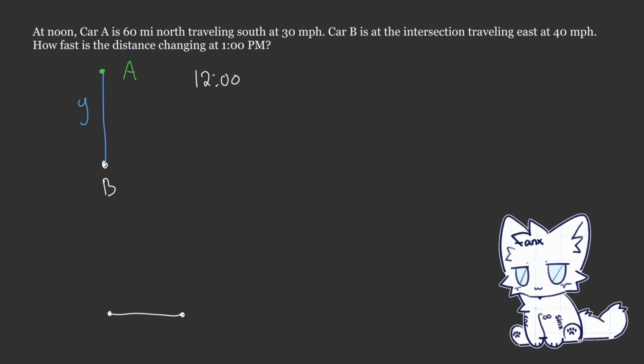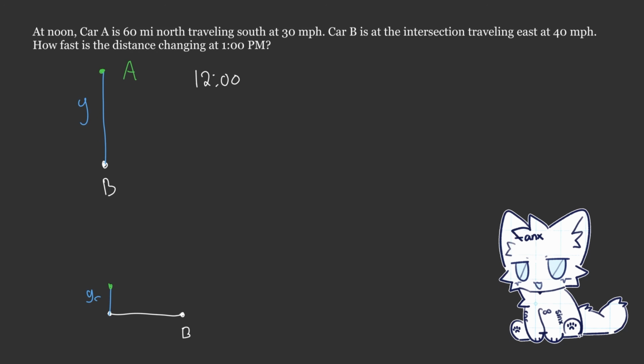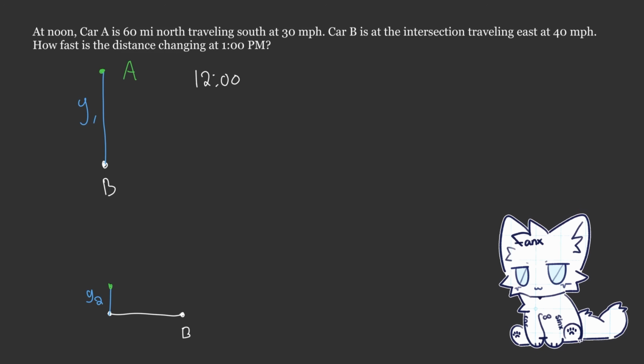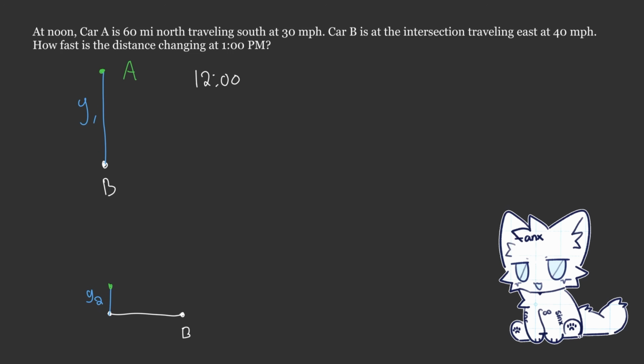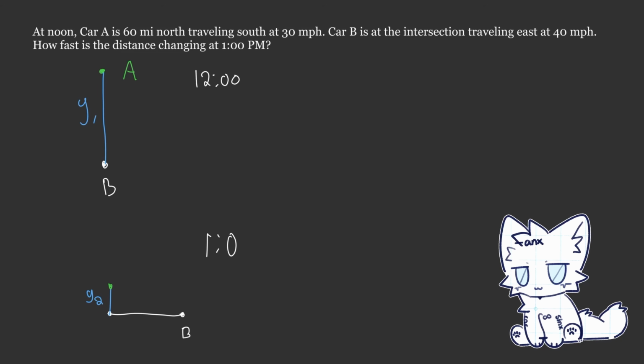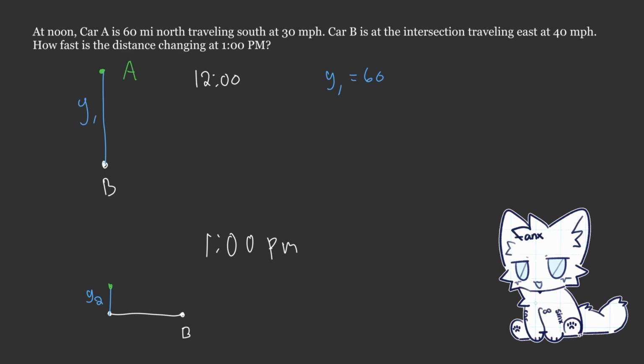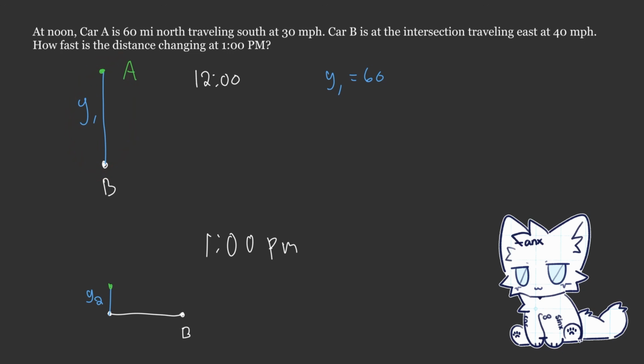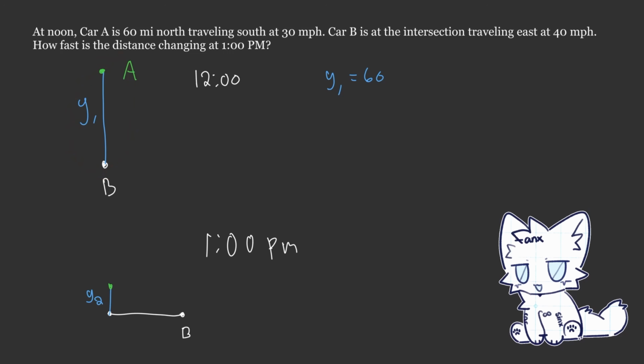So now, maybe car B is here. And car A is now at a distance, let's say distance y2. This is y1. This is at 1 p.m. So y1 is equal to 60 miles north in the y direction, and car B is at 0.